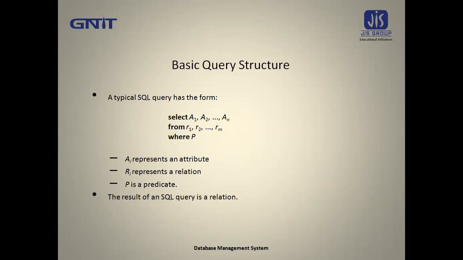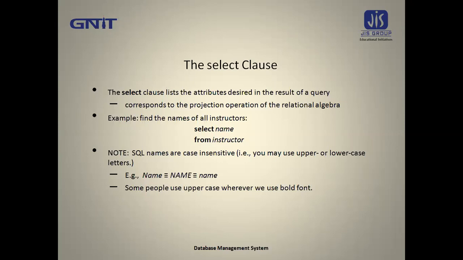This is a basic query structure of SQL language. So look at it. This is select from where. I guess those who have brushed up relational algebra, we have already seen select and from clause being used there, and they work in the same way in SQL too. So select A1, A2, An, that means selecting the attributes. From R1, R2 means from the table names. Where P is a predicate. P is a predicate means P is some condition.